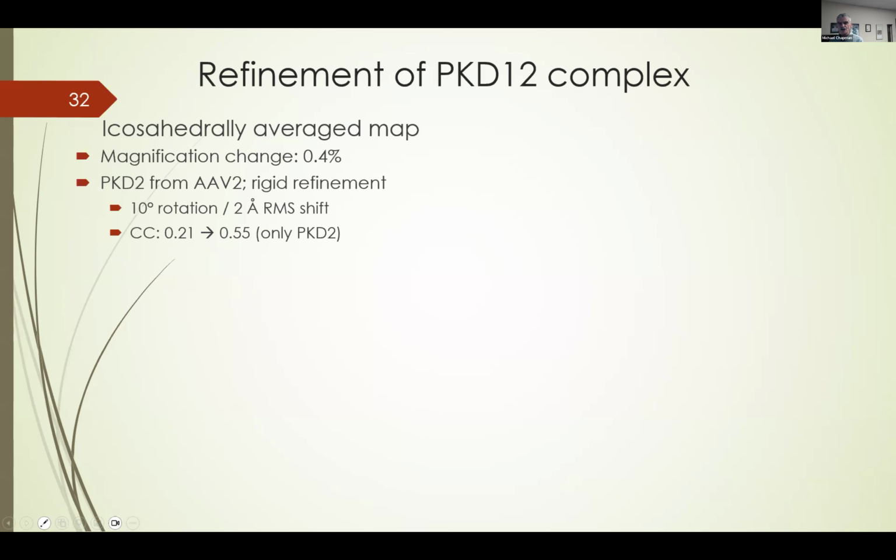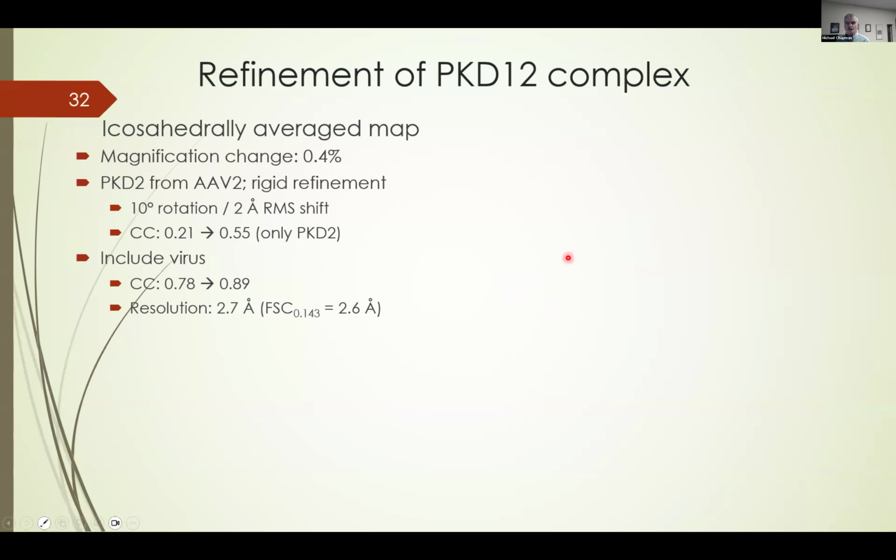We started by refining magnification against a homologous crystal structure, and this is much more typical now. We're seeing errors of well below 1% usually now. But we were surprised that when we put in the PKD2 from a homologous structure, now it's rotating by 10 degrees with a 2 angstrom shift. You can see a pretty big improvement in the correlation coefficient.